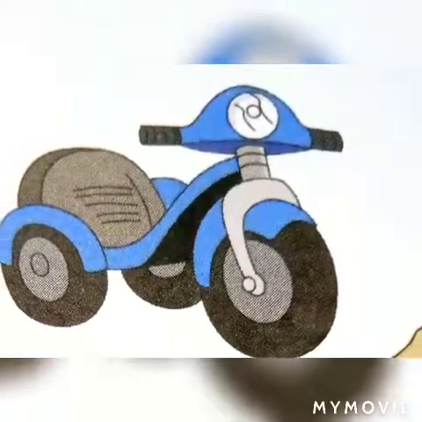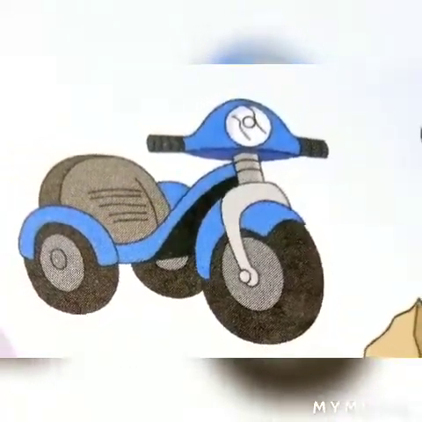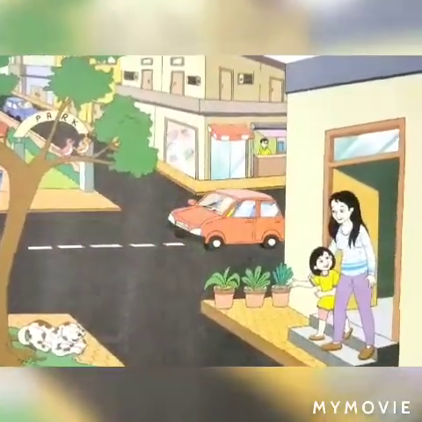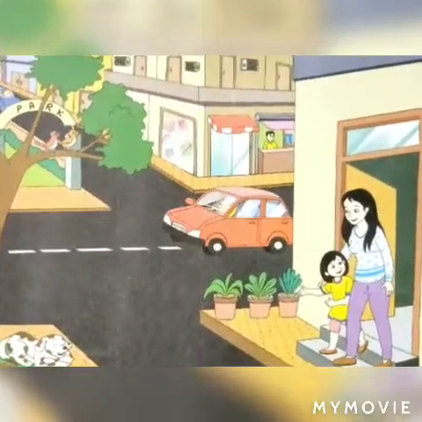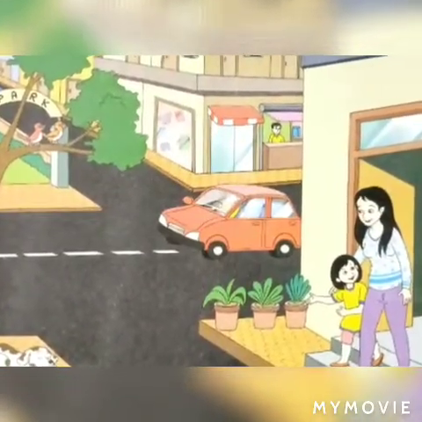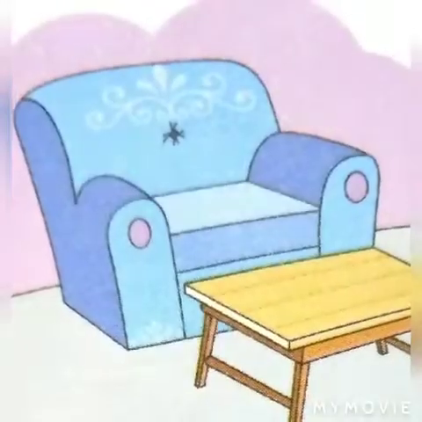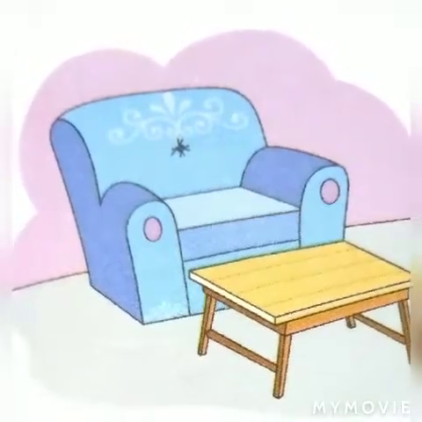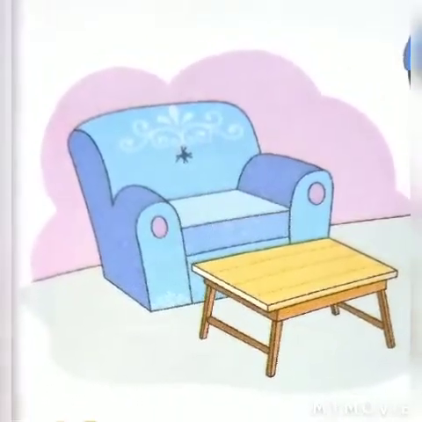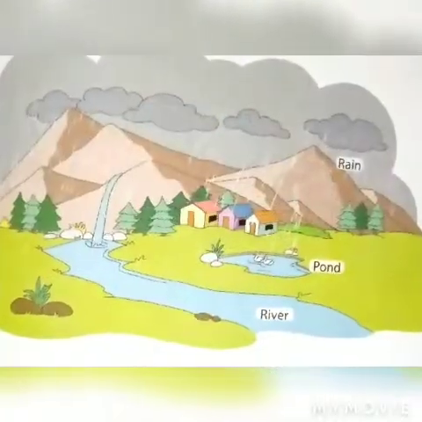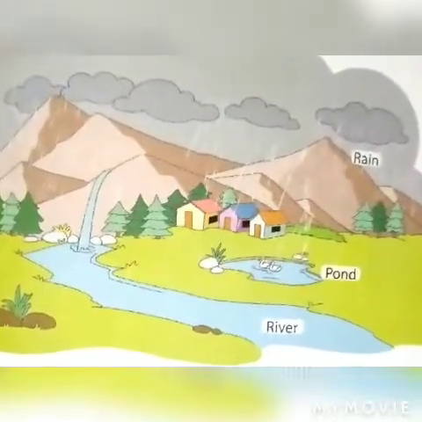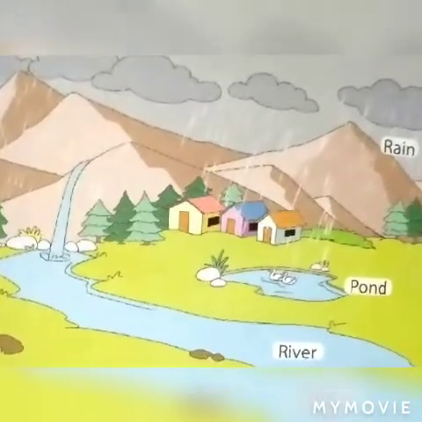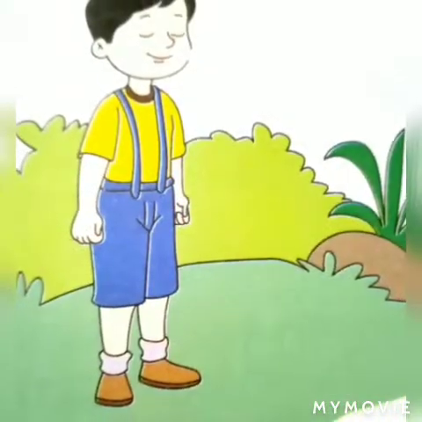Now let us come to the non-living things. Non-living things are the things that cannot grow, do not move on their own, do not eat food, do not reproduce, and do not need air to live. Now, let me come to the point of non-living things not moving. Not moving means cannot move on their own.